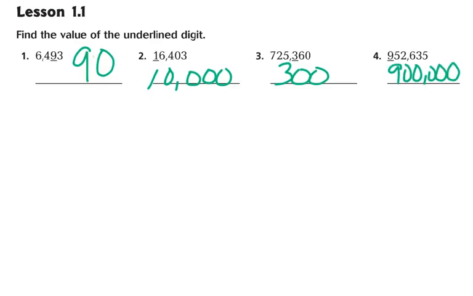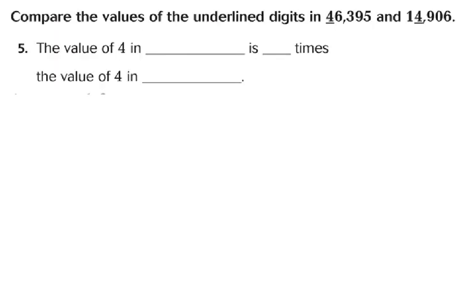900,000. Now, the biggest mistake that I've seen you guys make is you have rounded instead of found the value for these types of problems. You need to make sure that you're reading the problem carefully, and when it says find the value or what is the value of a certain digit, make sure you are finding the value and that you're not rounding. Okay? Alright, let's go on to the next one.